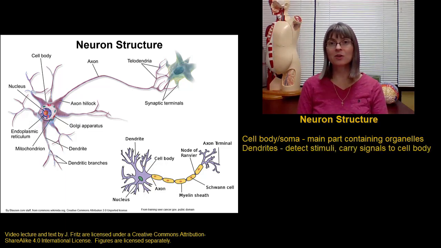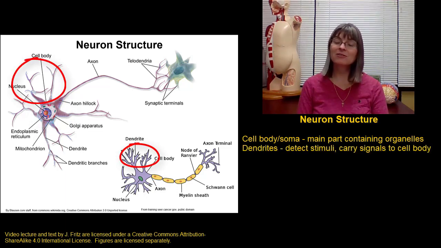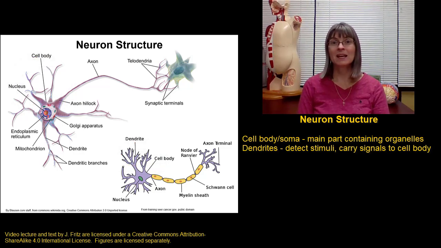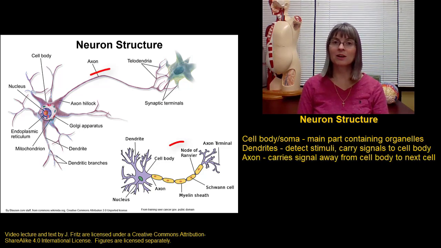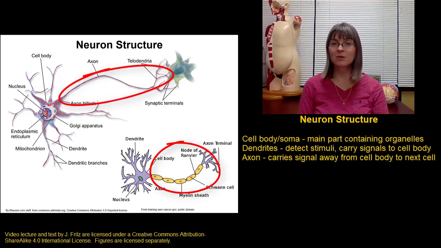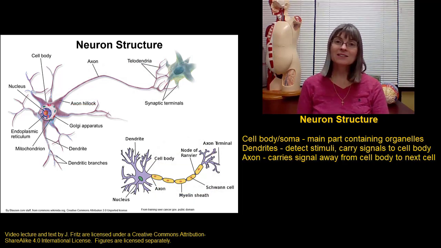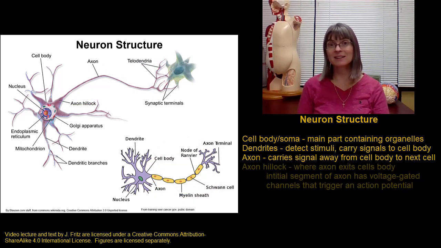The dendrites are the part of the neuron that receive the signals. These are the parts of the neuron that are going to detect stimuli and then send the signals through the cell body to the axon. The axon is the part of the neuron that's going to carry the signal from the cell body to the next cell. The axon starts at a structure called the axon hillock.